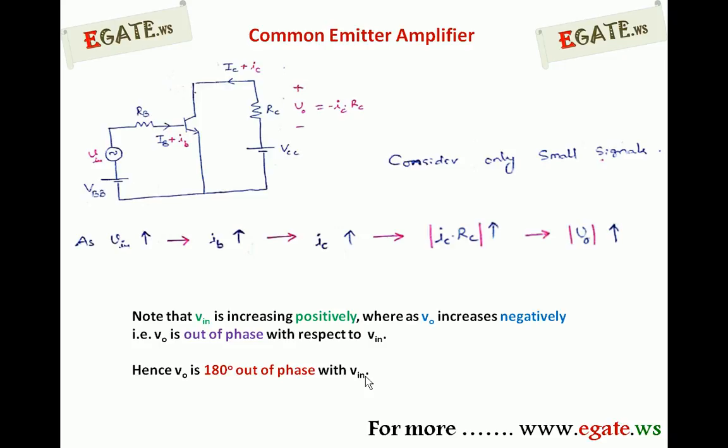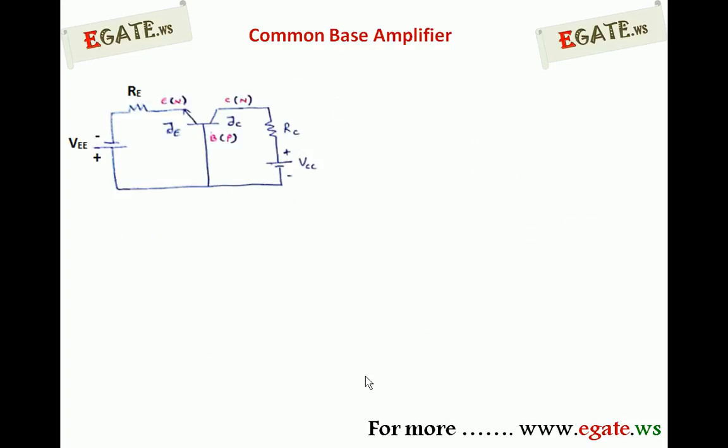Next we will consider the common base. A simple common base, this is the transistor symbol of NPN, where the arrow always implies emitter, the opposite is collector, and this side is base. Now the base terminal is common for both input side and output side.